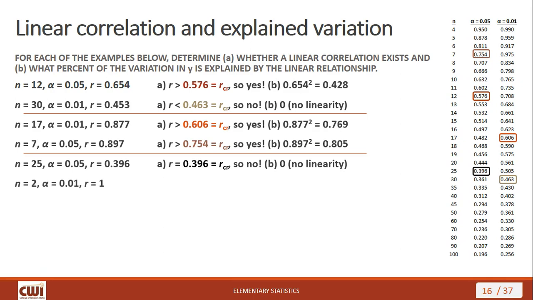Let's look at one final example. Sample size of 2 with a significance level of 1% and an R value of 1. Do we have a linear correlation? And if so, what percent of the variation in Y is explained by the linear relationship? Again, I'll give you a moment to determine your answer.